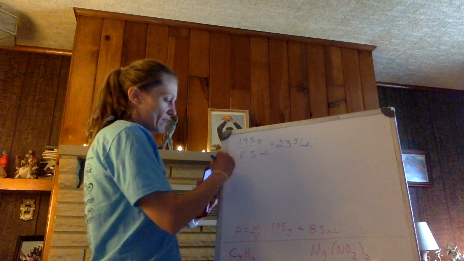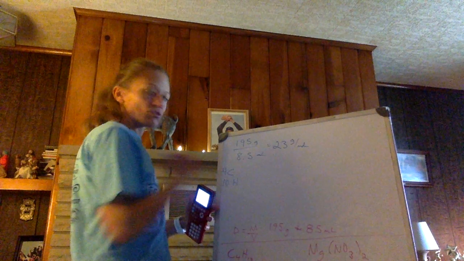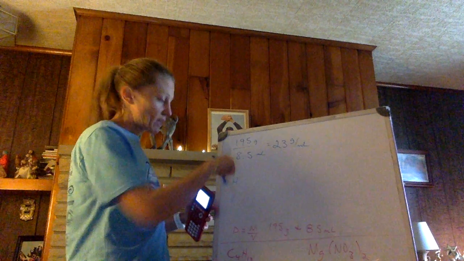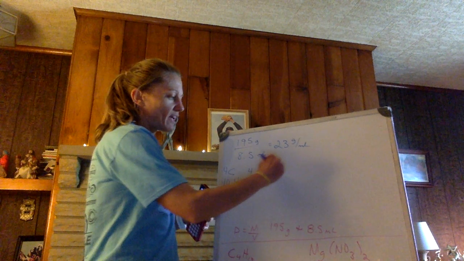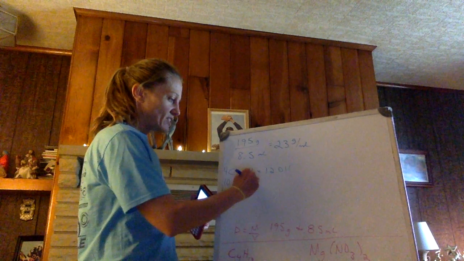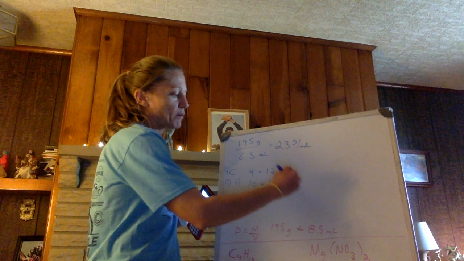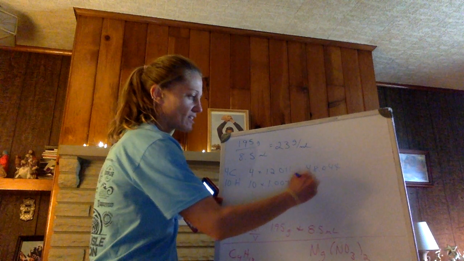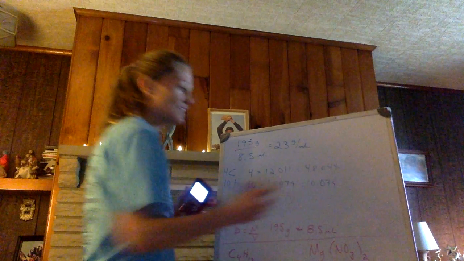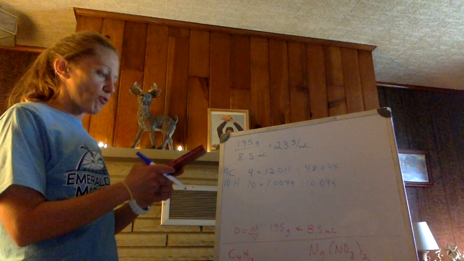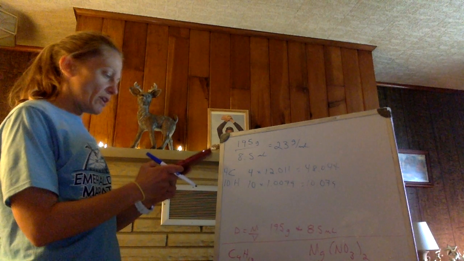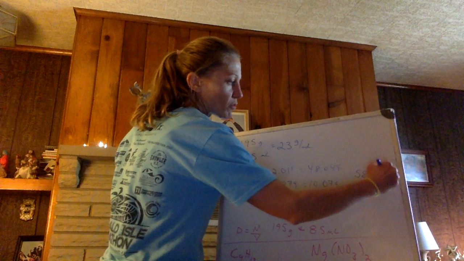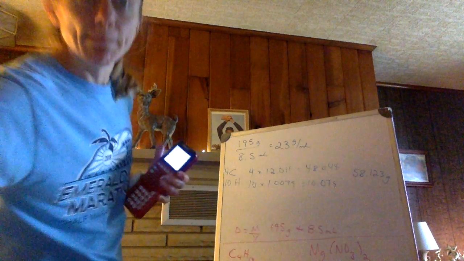For C4H10, that means 4 carbons and 10 hydrogens. It's a compound called butane. So what I want to do, since it's 4 carbons, is 4 times its mass from the periodic table, and 10 times hydrogen's mass from the periodic table. I got 48.044 there, and 10.079 here. So 48.044 plus 10.079 gives me a mass of 58.123 grams for butane.